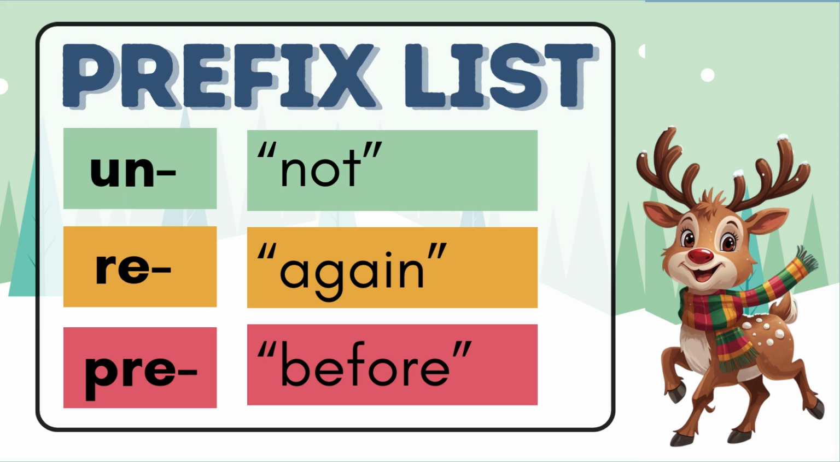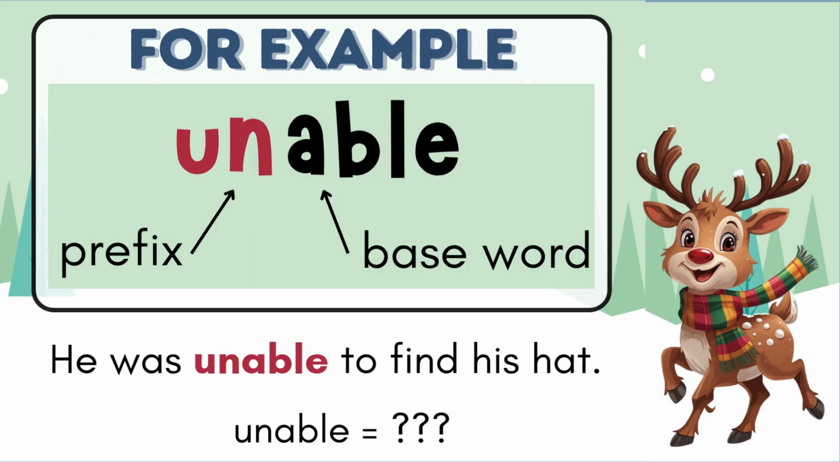Our first prefix is un, which means not. What does un mean? Not, that's correct. Our next prefix is re, which means again. And what does re mean? Again. And our last prefix is pre. And what does pre mean? Before, that's correct. Now let's look at an example.